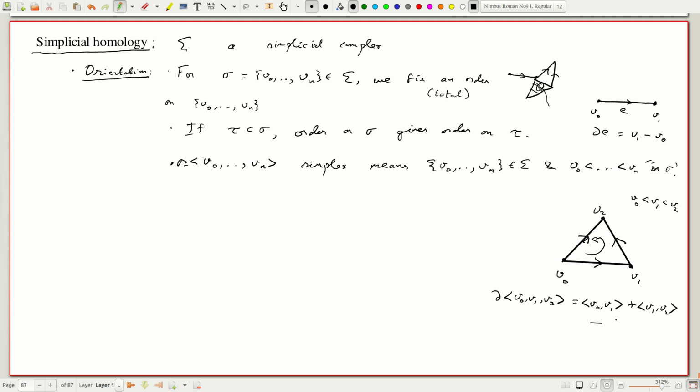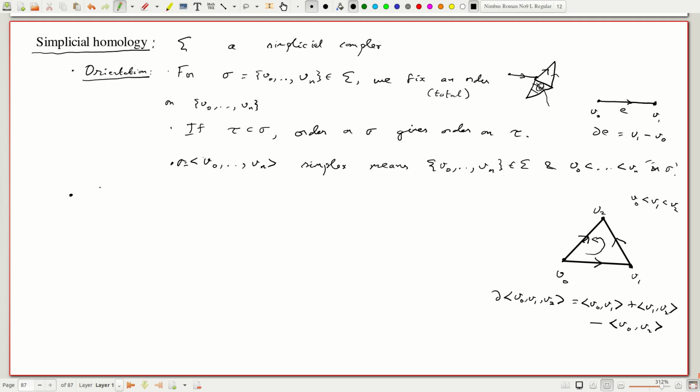And we'll write it in a different order, minus V0, V2. Okay, so we would want the boundary to be this way. Because we have taken a total order, we are forced to have this. This is what it corresponds to geometrically. And so given this background, what are the chains?